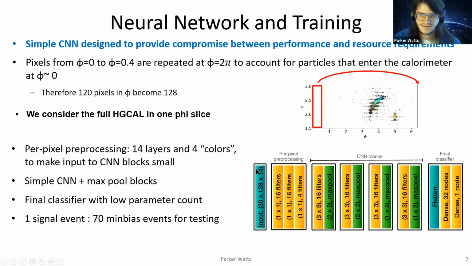So we have the input, which is an image like this, and then that goes to the per pixel pre-processing, and then it goes through the CNN blocks to a final classifier. And then the model tells us, was this pointing or not pointing?